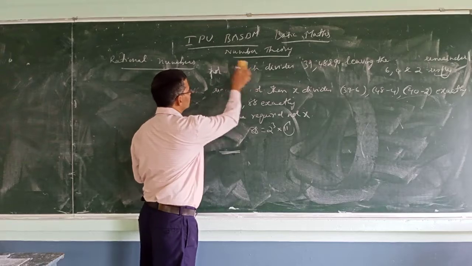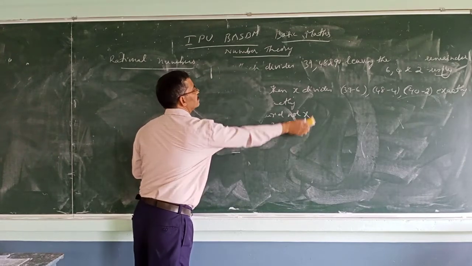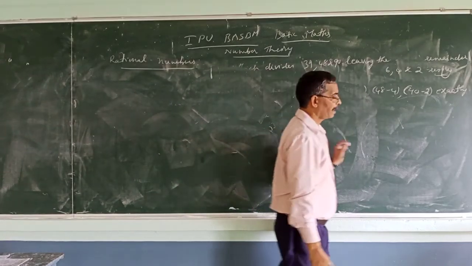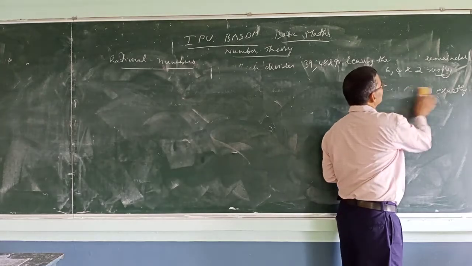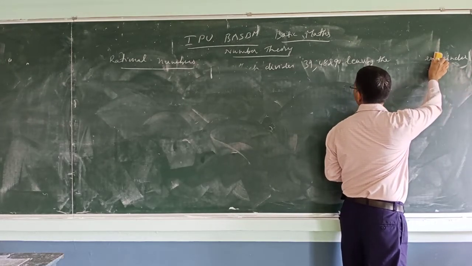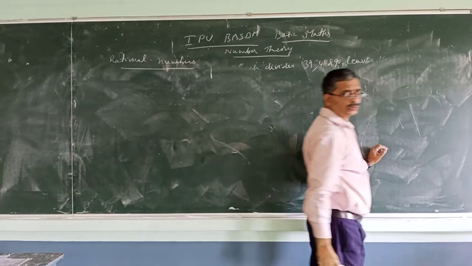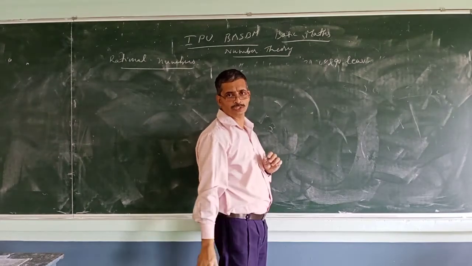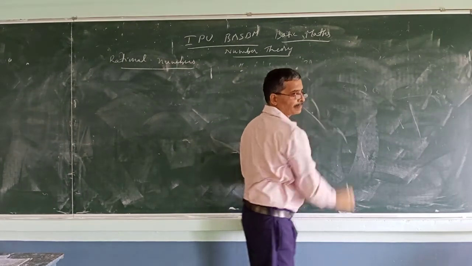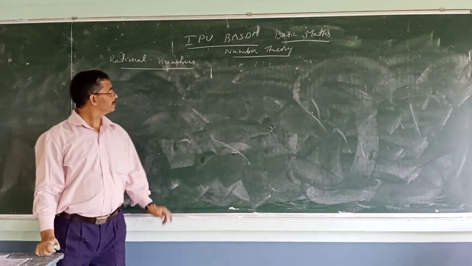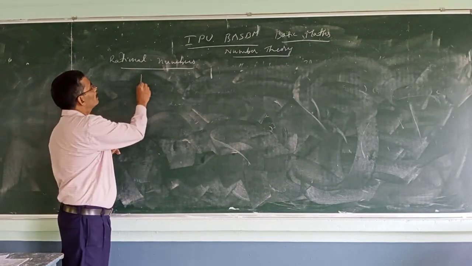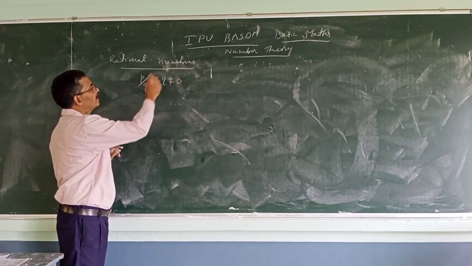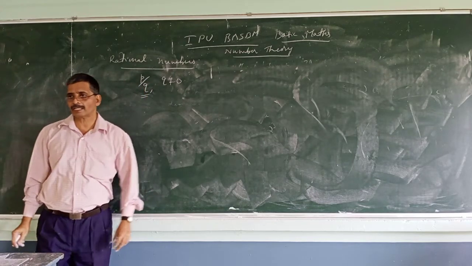So what is a rational number? We have already studied it in earlier classes. A rational number is of the form P by Q, where P and Q are integers, but Q not equal to 0. Q not equal to 0 should be the condition, because Q equal to 0 is meaningless.